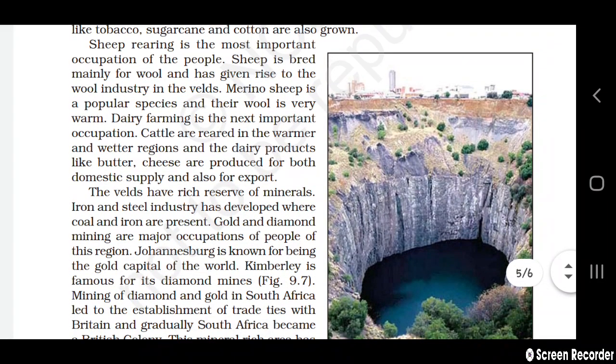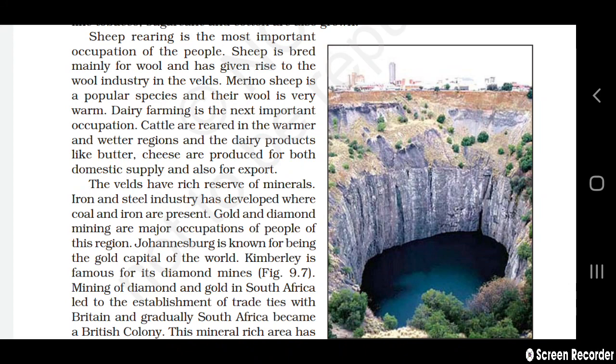Sheep rearing is the most important occupation of the people living in this place, and sheep breeds that give wool have given rise to wool industries. In the fields you can see wool industries. Merino sheep is a popular breed, and their wool is very warm. If you make cloth from it, it will be very warm for us also.